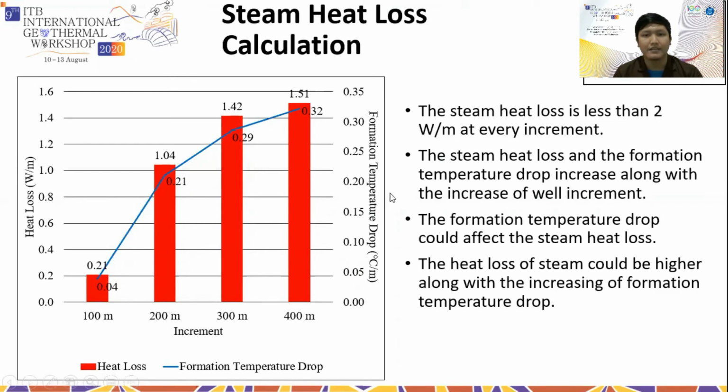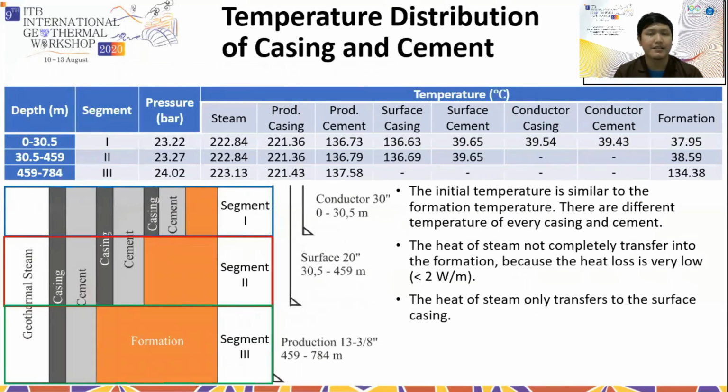And then from the graph, the steam heat loss and the formation temperature drop increase along with the increase of well increment. And we can conclude that the formation temperature drop could affect the steam heat loss. And we can get the correlation that the heat loss of steam could be higher along with the increase of formation temperature drop. And then this is the result of temperature distribution of casing and cement.